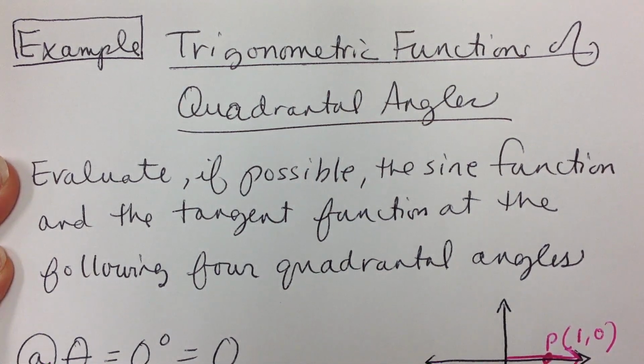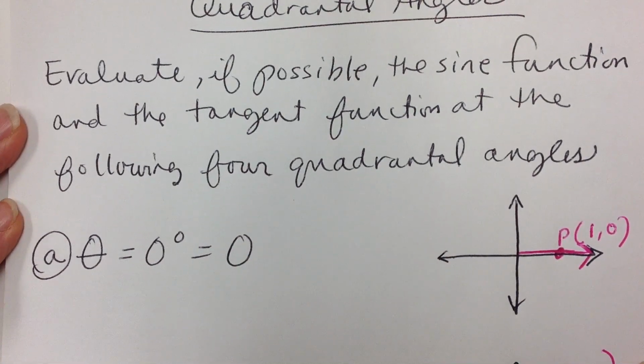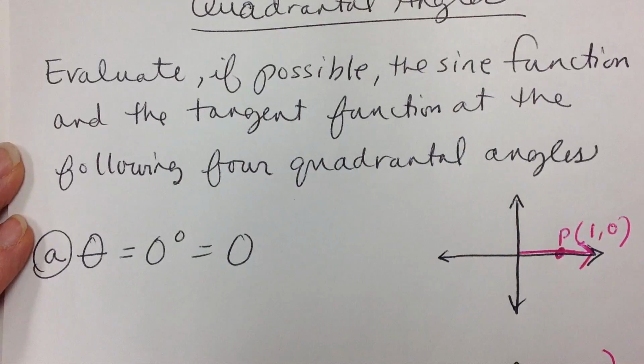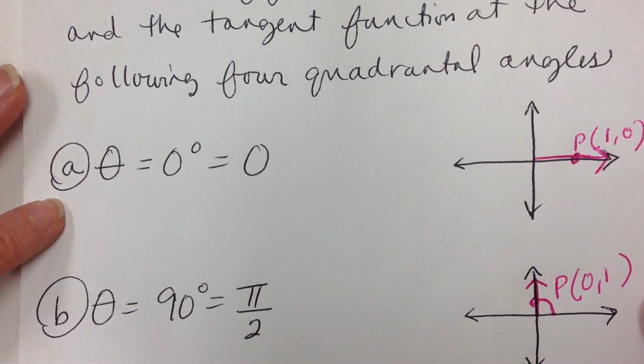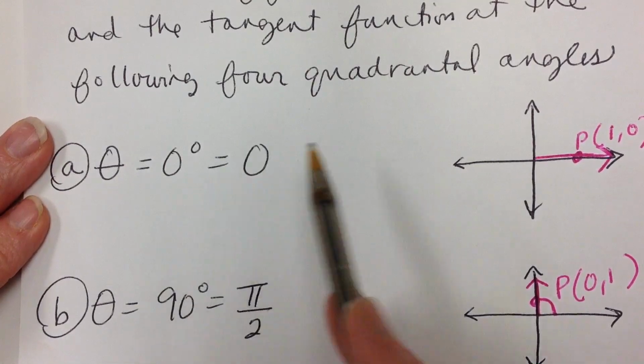Trigonometric functions of quadrantal angles. Evaluate, if possible, the sine function and the tangent function at the following four quadrantal angles. So, the first one we're going to evaluate is when theta is 0.